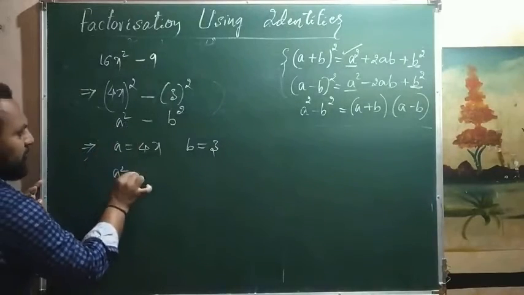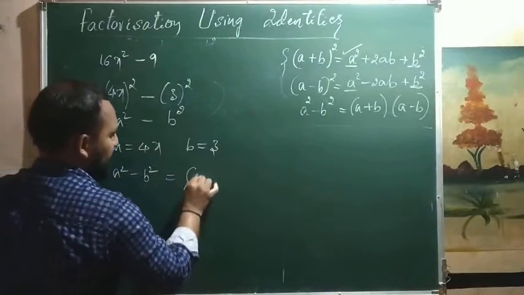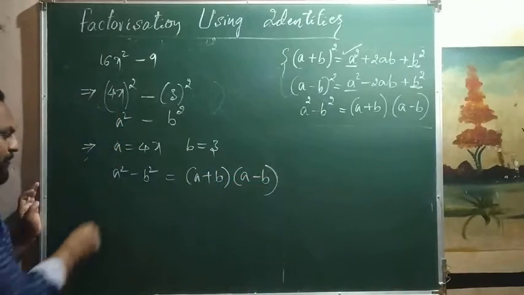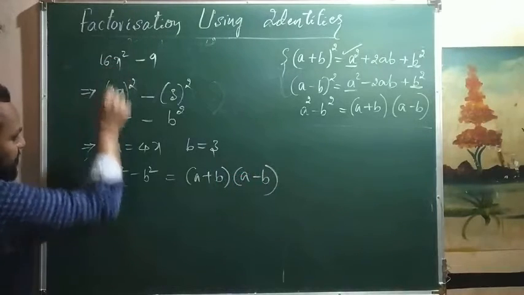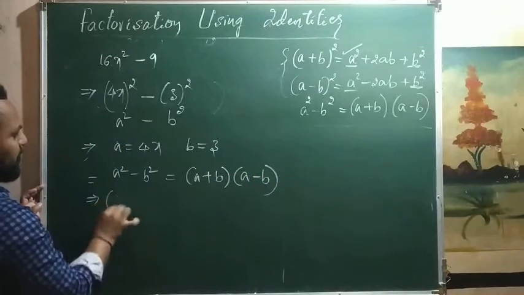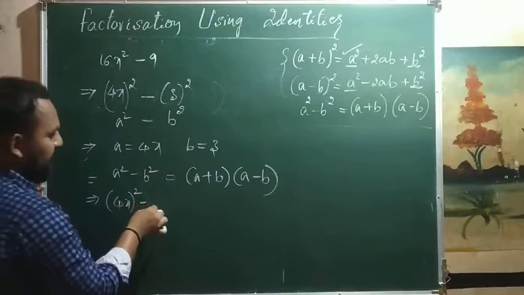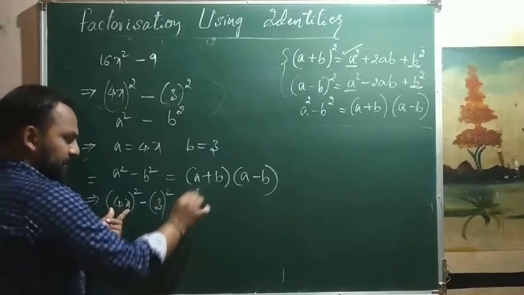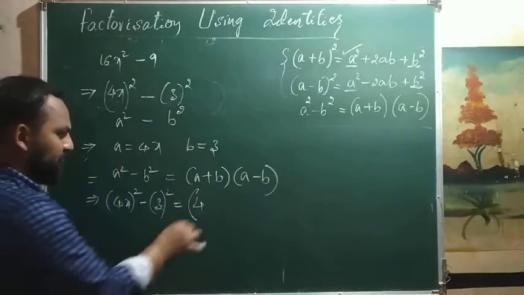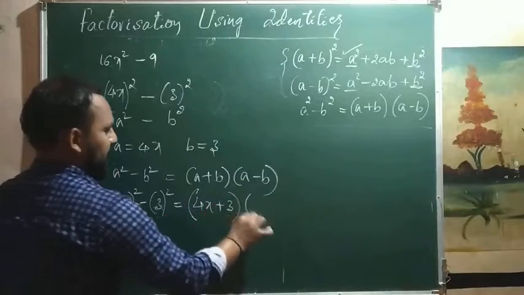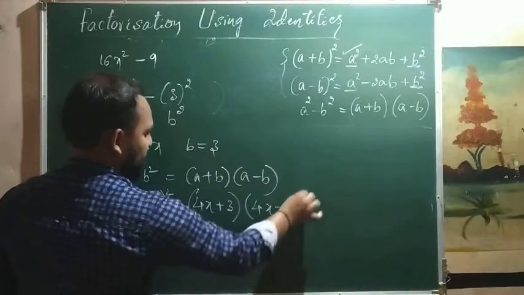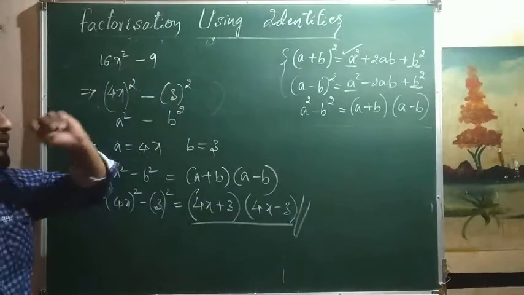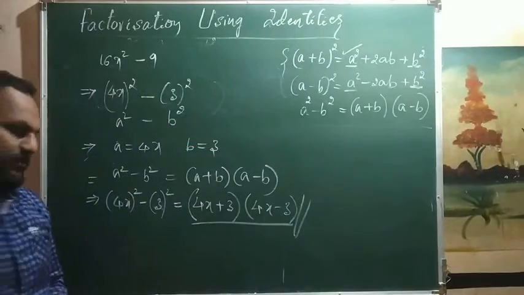Then a square minus b square is nothing but a plus b and a minus b. Here a is 4x and b is 3. Substitute the values: 4x plus 3 and 4x minus 3. And these are the factors of this expression, the factorization using the third identity.